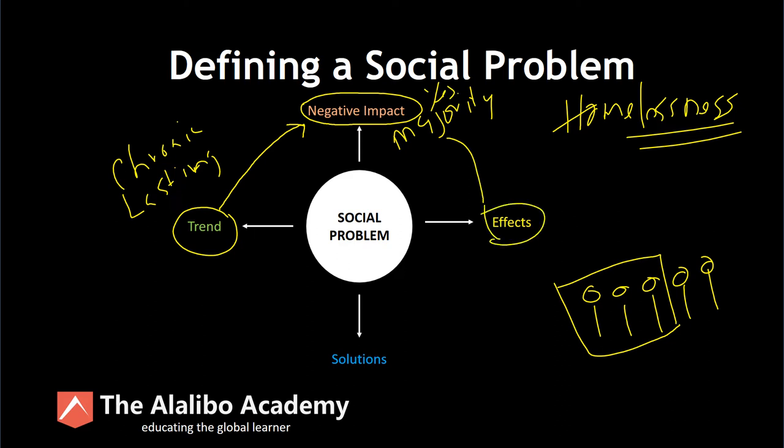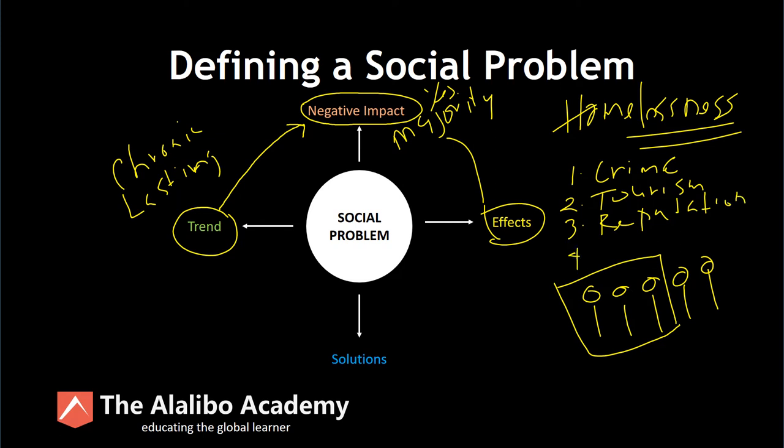What are the effects of this impact? And so here, we want to identify some of the effects of homelessness. So crime could be an effect. This is not to say all homeless people are criminals. Not so. Some are, but not all. And tourism might be impacted as well. The image and reputation of the community might be impacted as well.